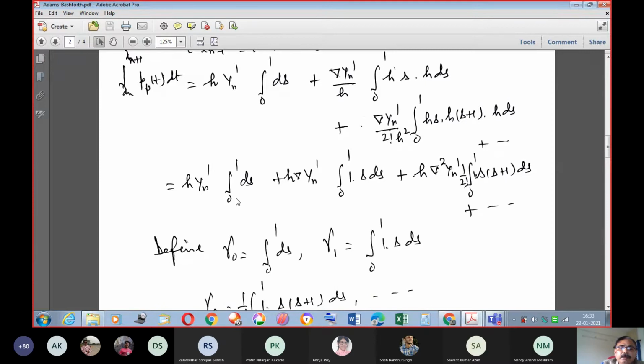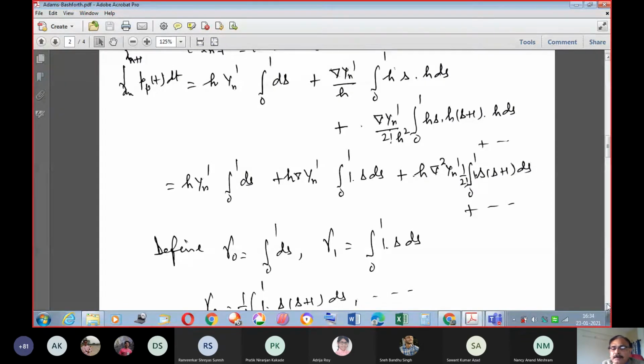The first integral is 0 to 1 ds. You may assume here 1 into ds. That will be better to understand. Next is your h, backward operator del yn prime, 1 dot s ds, plus h squared, the backward operator del square yn prime, 1 by 2 factorial, that is already there, and then 1 s, next one is your s plus 1 ds, and so on. So this way it will be there.